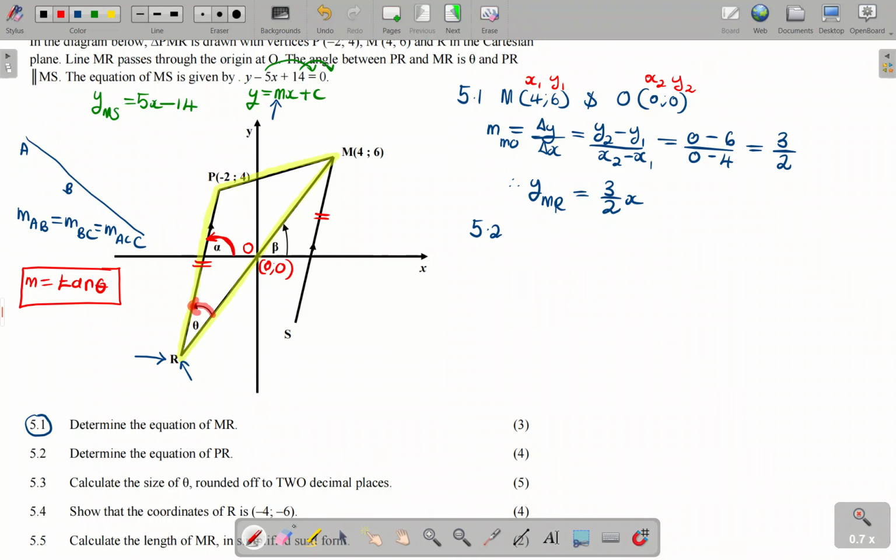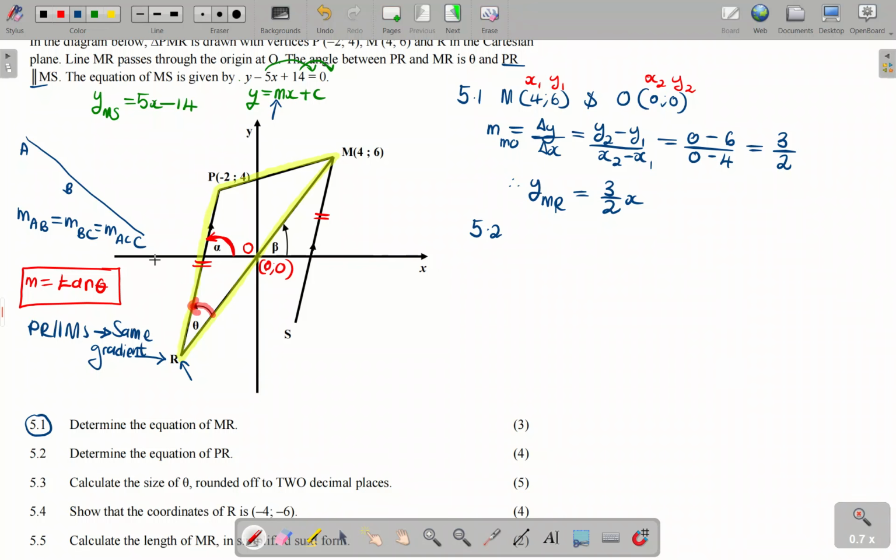But remember, guys, that we also know something about PR and MS: PR is parallel to MS. Whenever you have two lines that are parallel to each other, you use the gradient formula. Why are we using the gradient formula? We know that when two lines are parallel, when line PR is parallel to MS, they share the same gradient. They have the same gradient.